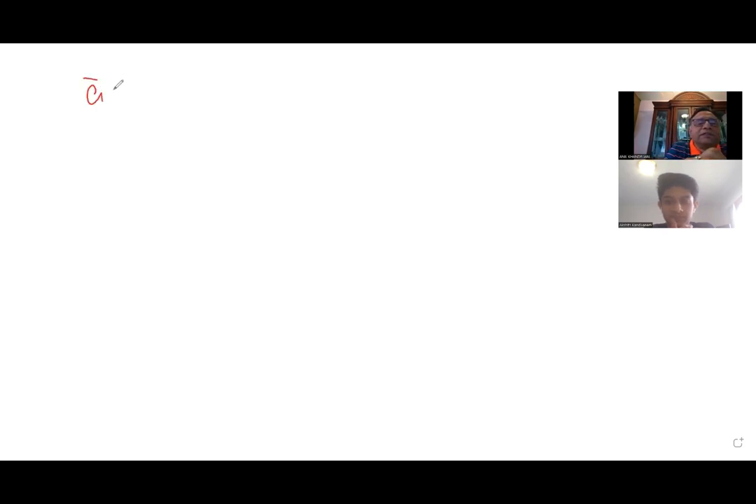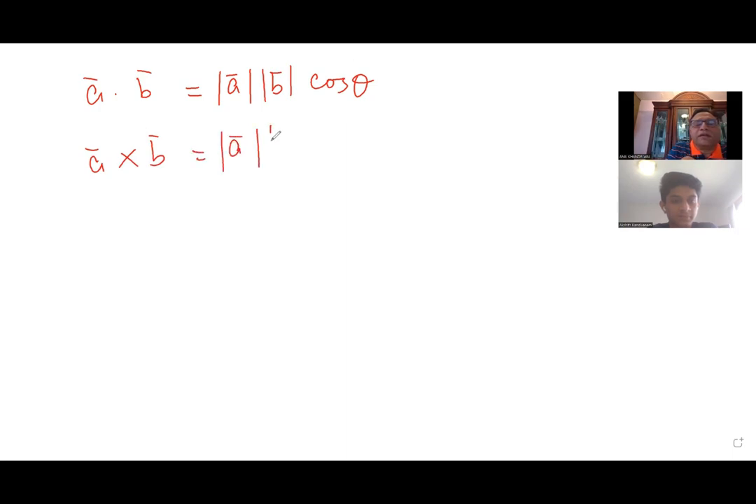Let me recall that when we say A dot B in the dot product, you found it using magnitude of A times magnitude of B times cos theta. In the case of a cross product, when I do the cross product between the two vectors A and B, it is magnitude of A times magnitude of B times sine theta. This is a very important equation which you should keep in mind while working on the cross product.